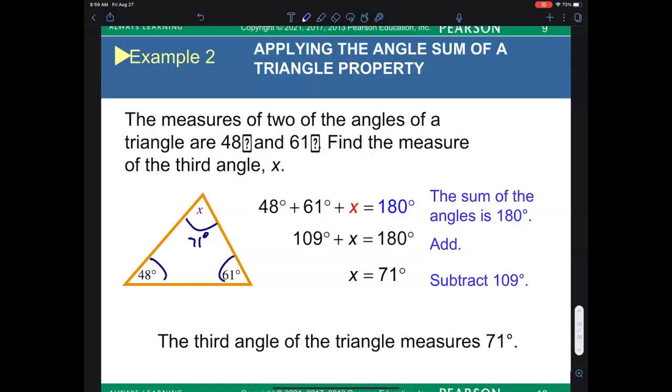So this is a nice, simple idea and easy to apply, but the end result is anytime you know 2 angles in a triangle, you can figure out the third one.